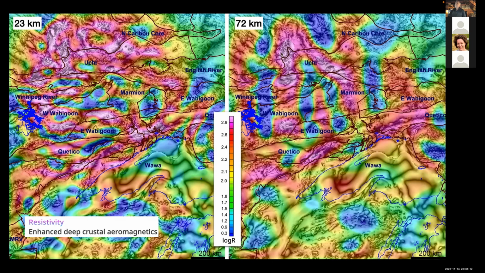When we look deeper at this image now in the upper mantle here at 72 kilometers, we can see that this second depth slice shows these alternating zones of high and low resistivity shown by these different color bands, which are clearly trending north-south through here, north of the Quetico, on either the northern or the southern margin. It seems to change slightly eastward, as well as some northwest-southeast trends.